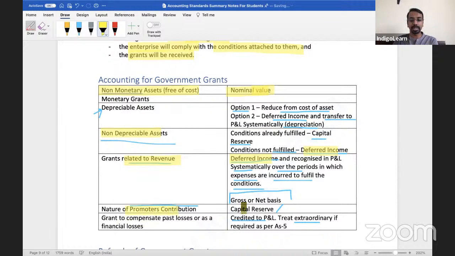Promoters contribution, capital reserve, and past losses and financial losses credited to P&L. Simple standard, just keep your calm and attend the examination. You will score 5 out of 5. Definitely, this is my guarantee, right?